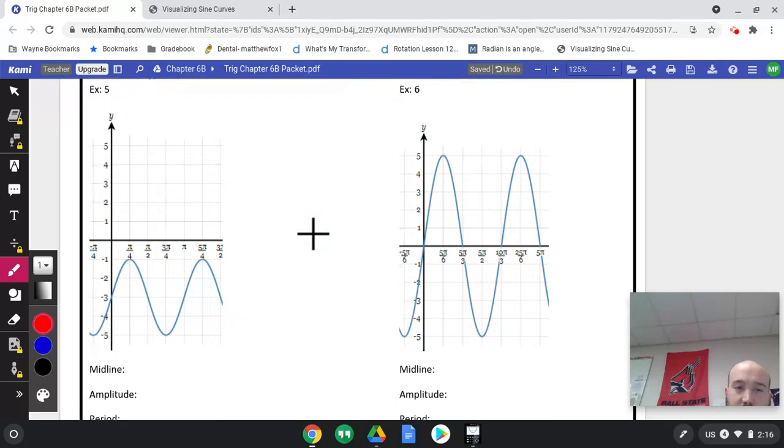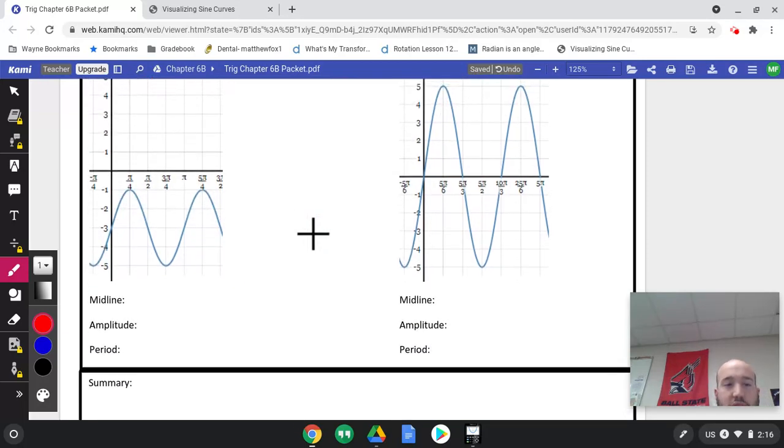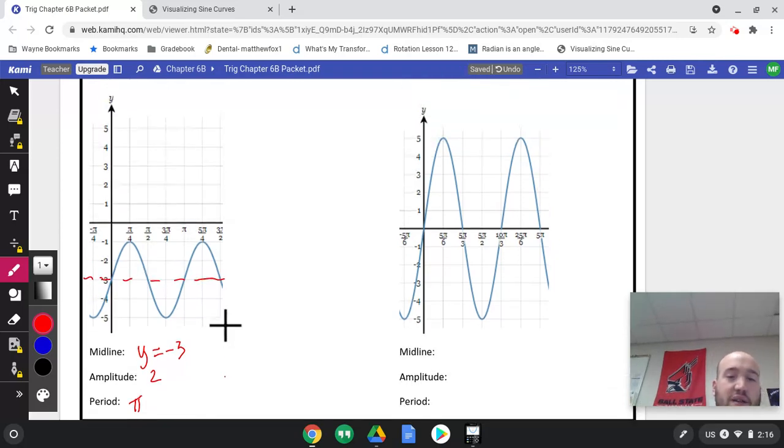All right, our next one's below the x-axis, but it's the same process. We find that center line, or the midline, and it's at negative 3. 2 above, 2 below, so the amplitude is 2. Now your period, you can start here, it goes up, down, and repeats itself back to here. And as you can see, that has a period of pi. We'll continue to examine what these things mean, but for today, we're just practicing identifying these 3 characteristics of the wave function.